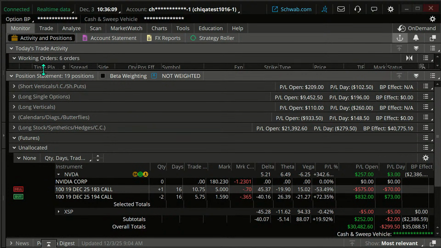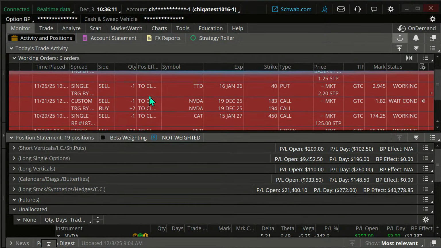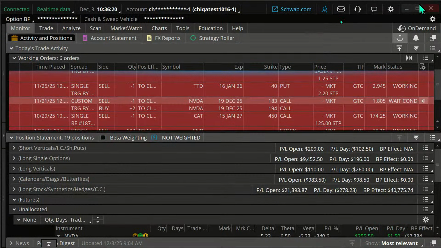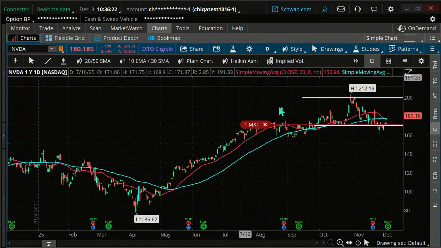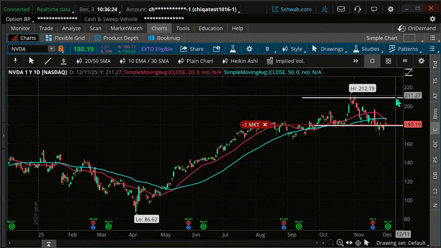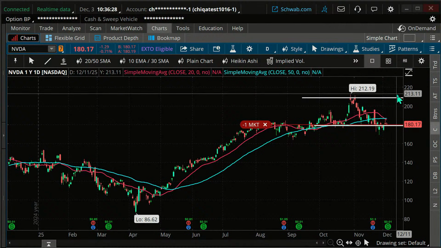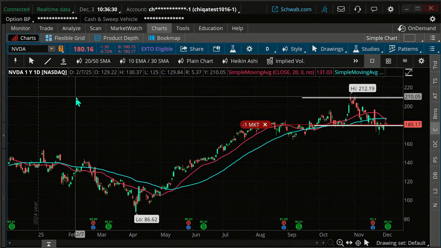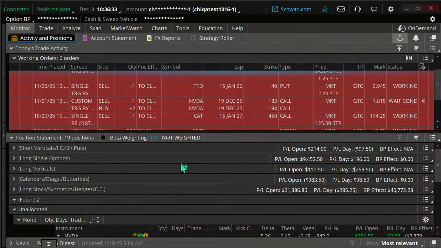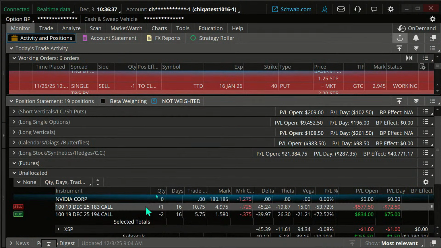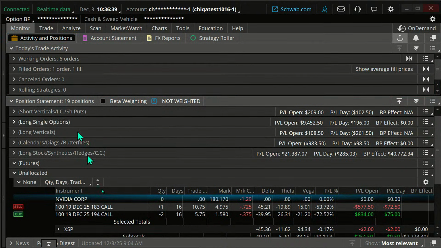Let me just check out NVIDIA here. If NVIDIA marks greater than 208, well, where are we at? We're down here. So if it goes way up here, it's going to have us exit because that's going through that profit zone. But I don't see any compelling reason to trade this at this point. So I think we just stick with it.